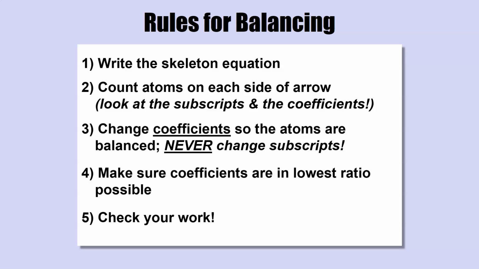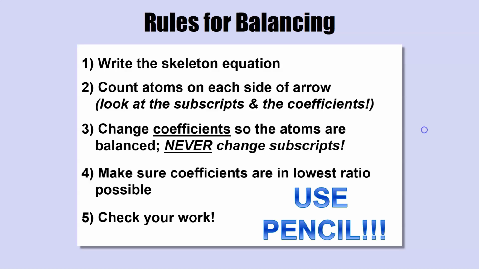And then the last rule, big important rule, you got to use pencil for this. The very nature of balancing is a back and forth process. You change one thing, it gets messed up. You change something else and it gets messed up again. So you have to use pencil for this. I'm not going to look at scribbles. If you scribble things out because you're using pen, I'm not going to deal with that. Use pencil. All right, the next slide is going to go over some suggestions that I have.